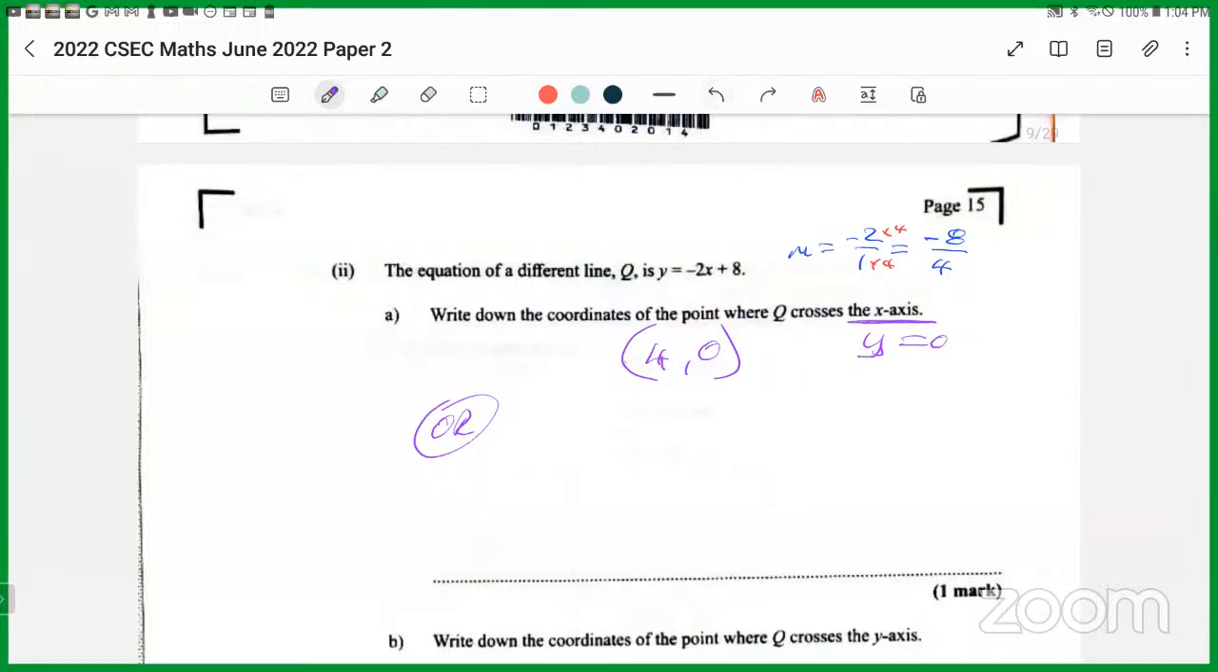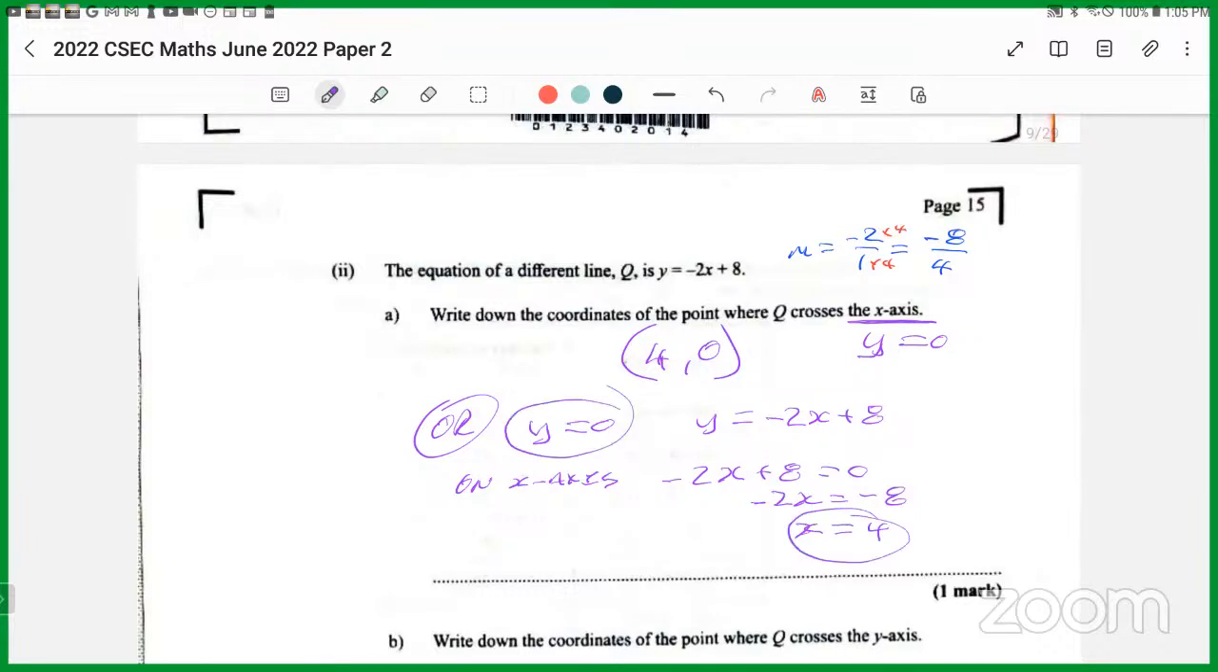If I use that method, y equals 0 on the line y equals minus 2x plus 8. I mean that on the x-axis, this thing equals 0. So on the x-axis, minus 2x plus 8 is going to be equal to 0. Transpose the 8, and you're going to get minus 2x equals minus 8. Then divide by negative 2, and you get x equals 4. And so the point has this x value and this y value. So the point is 4, 0.